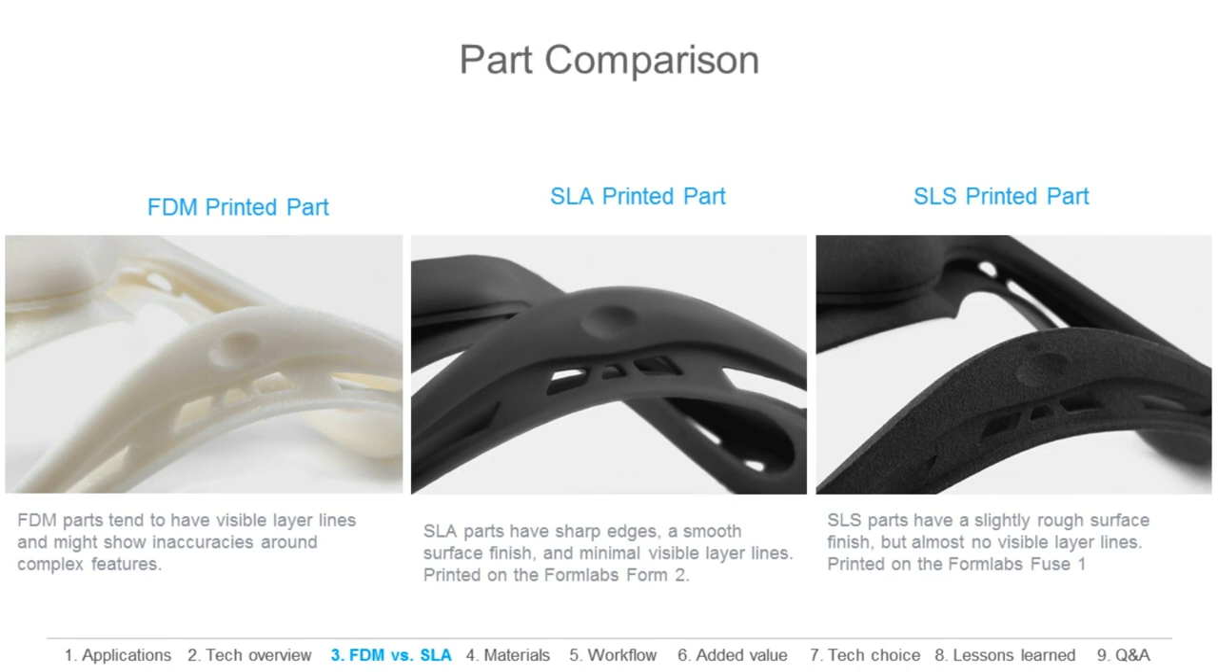So this is an example of the same part printed on each technology. The left was printed on an industrial FDM machine that costs $150,900. That's an industrial machine. The middle one was printed on the Form 2 desktop 3D printer, which is $3,500. And the far right is printed on the Formlabs Fuse 1 benchtop SLS machine, which starts at $9,999.